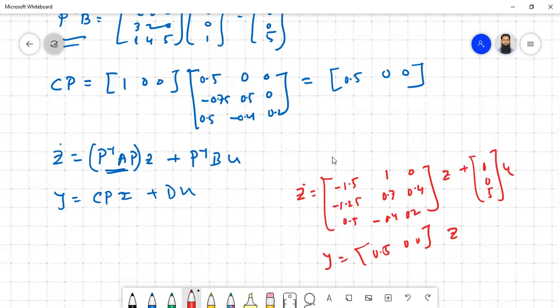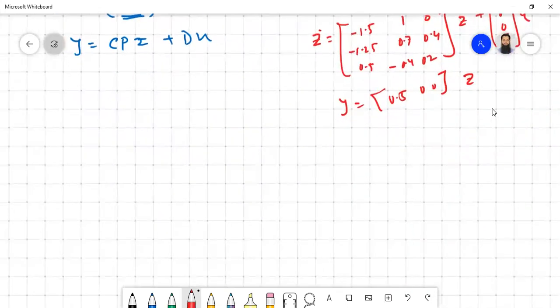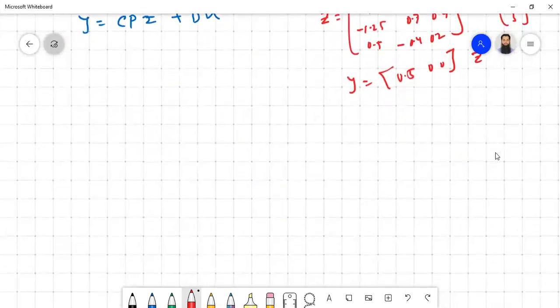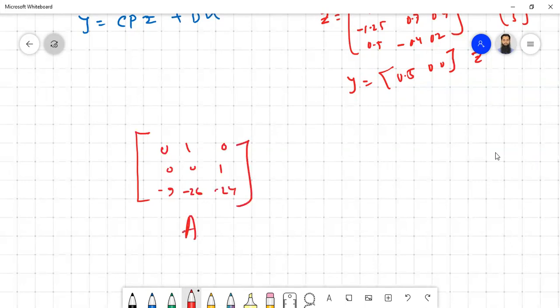Now, next thing is diagonalizing the system matrix. So if your system matrix is given, then how can we diagonalize the system matrix? Basically what we're trying to find is, say, 0, 1, 0, 0, 0, 1, then I think minus 9, minus 26, minus 24. So this was your system matrix, one of the examples. So how can we actually find a new system matrix that will give us diagonal values only?